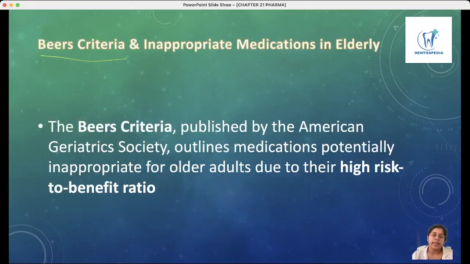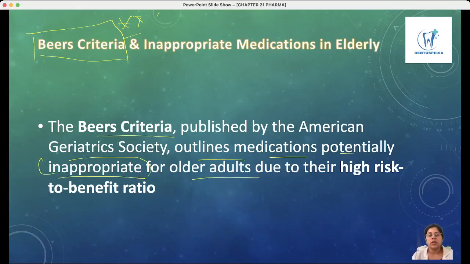Now, Beer's criteria. This is one of the most important things in this chapter, on appropriate medication in the elderly. The Beer's criteria, published by the American Geriatrics Society, outlines the medications potentially inappropriate for older adults due to a high risk-to-benefit ratio. So this criteria will tell you which drug is not appropriate for the geriatric patient because it carries high risk rather than benefiting the patient.